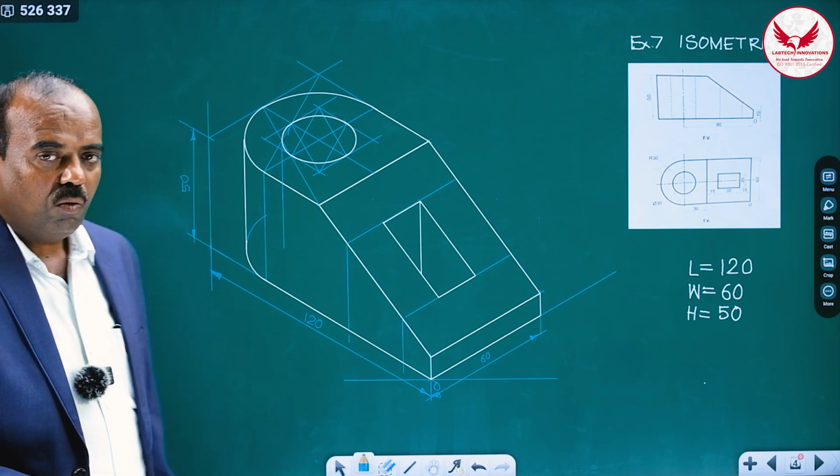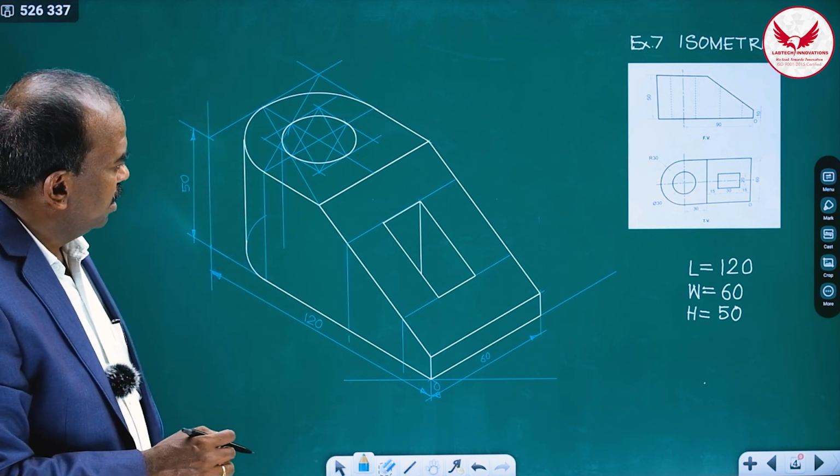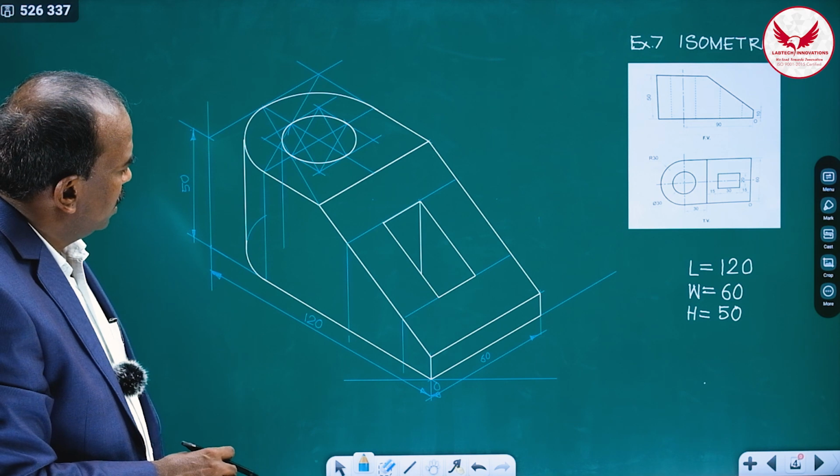So here you only have to give overall dimensions, and if you follow the proper procedure, there will not be any difficulty.